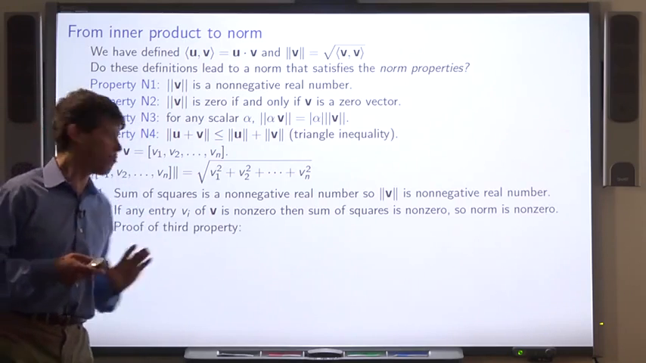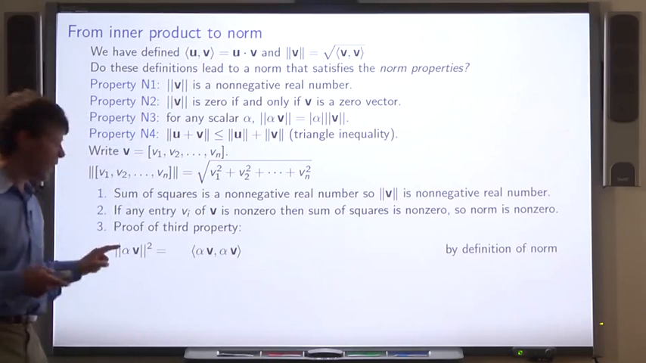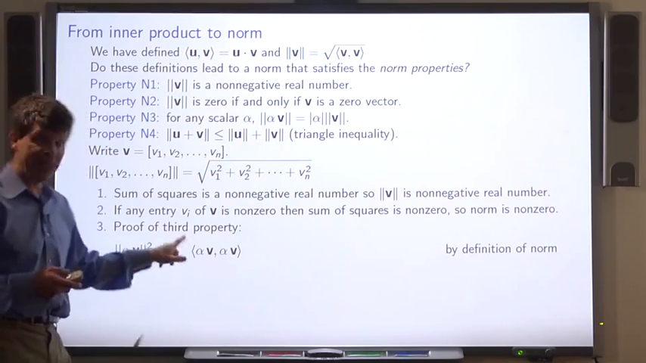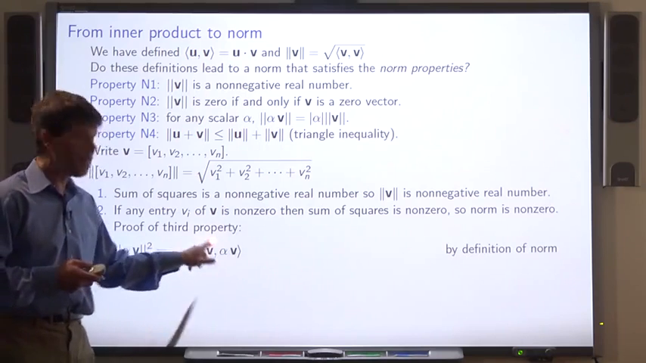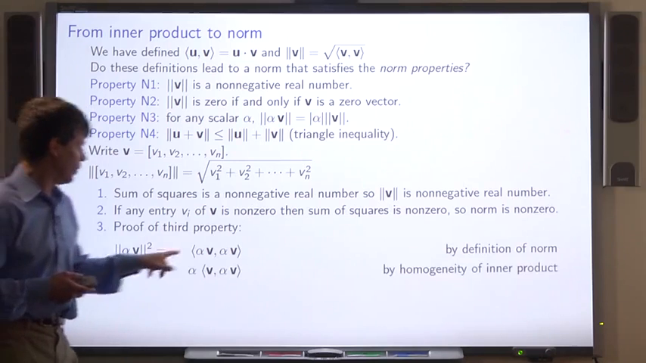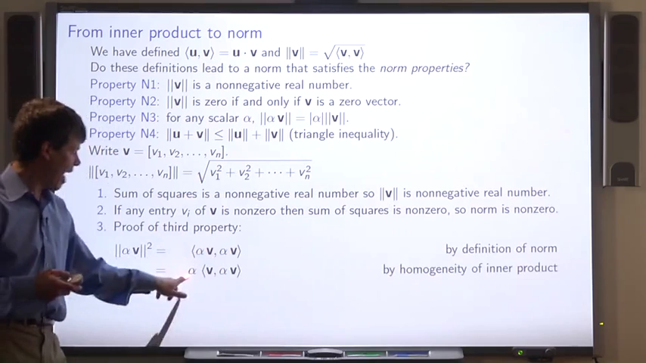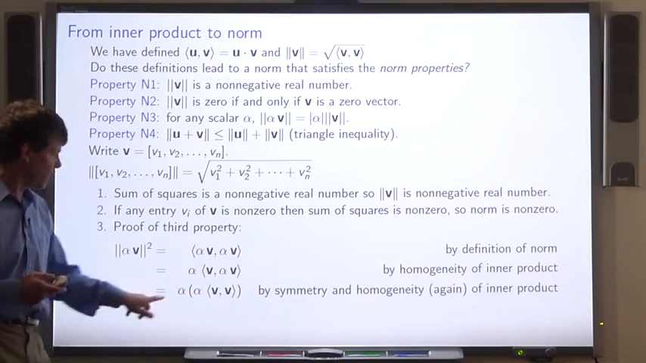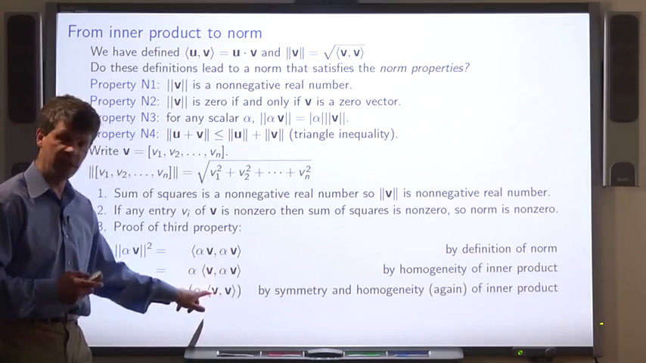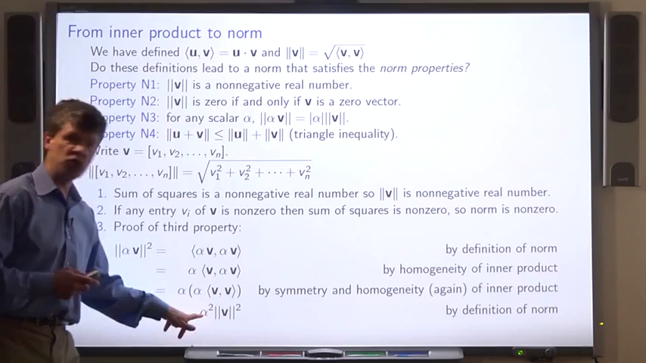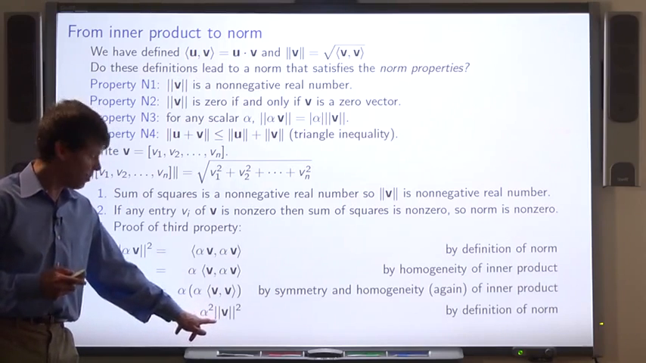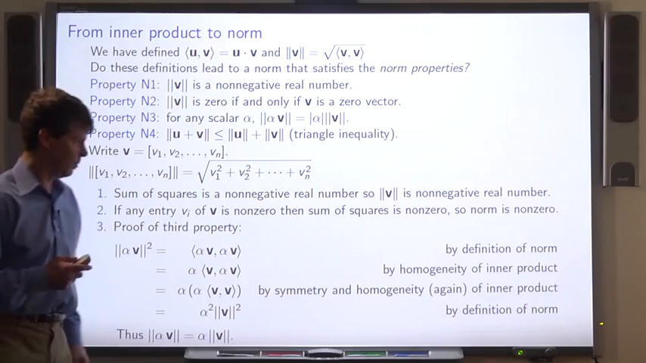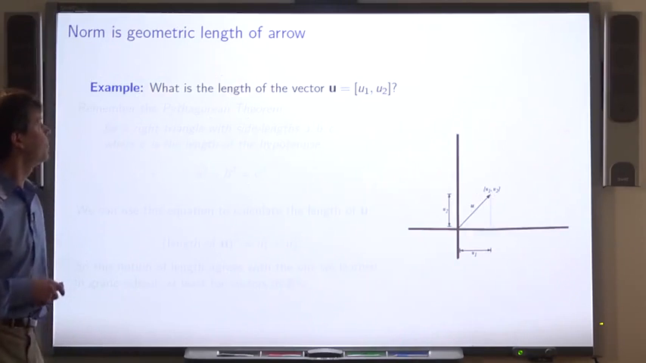I'll go through the proof of the third property. Let's look at the norm squared of alpha times v. That's the inner product of alpha times v with alpha times v. We can factor out one of those alphas, so we get alpha times the inner product of v with alpha v. We factor out the other one, so we get alpha squared times the inner product of v with v. And that's just alpha squared times the norm squared of v. So that shows that the third property is satisfied. And we're going to skip the proof of the fourth property.